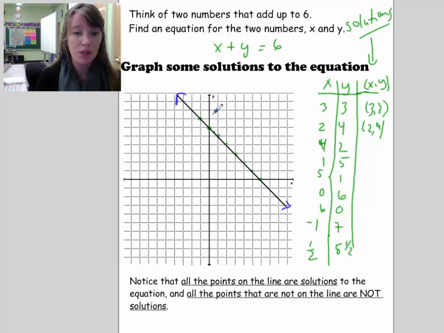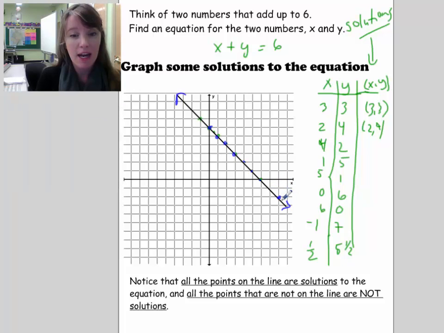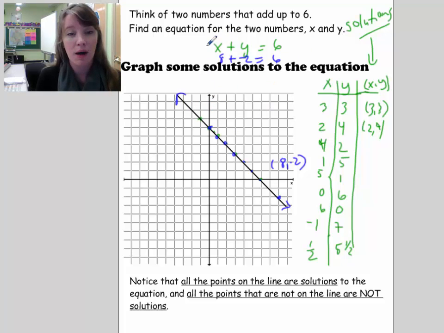So what I want you to notice is that the points that we plotted are all collinear, which means they all fall along the same line, and I can actually pick out any of the points on here and find the coordinates of this point. So this point would be 1, 2, 3, 4, 5, 6, 7, 8. So this would be 8, and then negative 2. So what you're going to notice about these points is that 8 plus negative 2 is 6. In other words, these points are solutions. So not only are the points that we created solutions, but every single point on this line is a solution to the equation that we created.